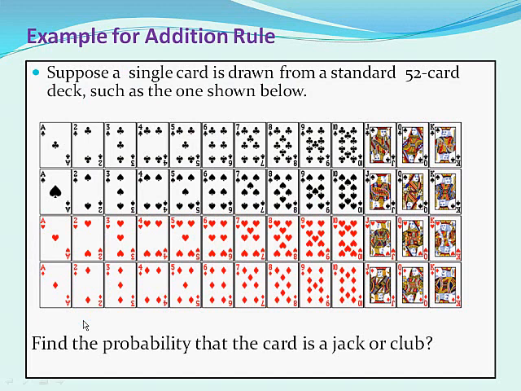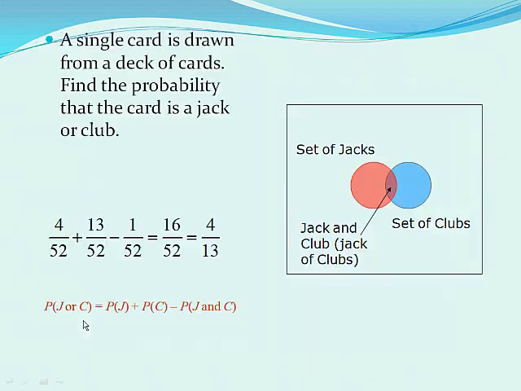Here is an example. We have a standard deck of cards and we need to find the probability that the card is a jack or a club. So use a Venn diagram here. We have 2 sets, the set of jacks and the set of clubs, and they intersect at just one point, which is the jack of clubs. If we put the numbers here, the probability of J or C is the same as J union C. This is another way of writing that.